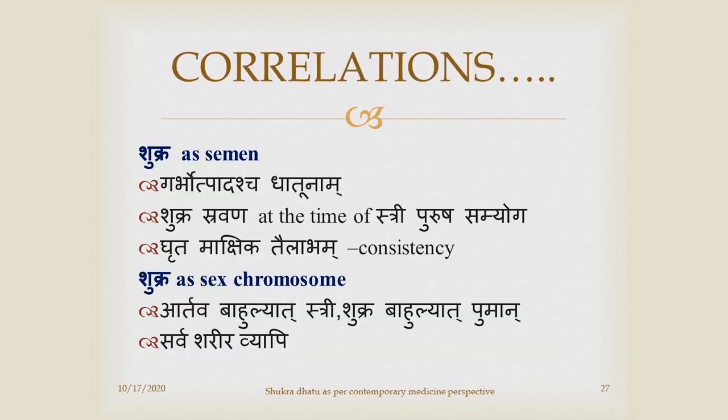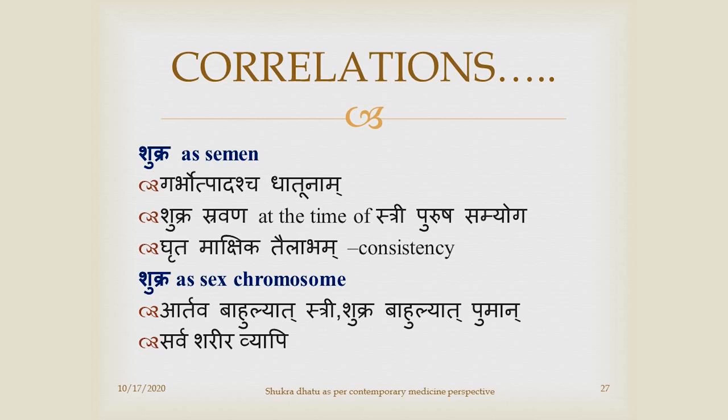When we analyze the functions of Shukradhatu and the location of Shukradhatu, we come to the point that Shukradhatu can be considered as sex hormone, sex chromosome, as well as sperm in the seminal fluid. Till the last slide, we have discussed the possible correlations of Shukradhatu with the sex hormone. It can also be considered as sperm in the seminal fluid because the major function of Shukradhatu is garbhotpadaka, or bijartha, helpful for the production of progeny, so Shukra can be viewed as semen containing sperm. And one more point is that Shukra Sravana happens at the time of Stri Purusha Samyoga, which can also be viewed as the semen ejaculation time.